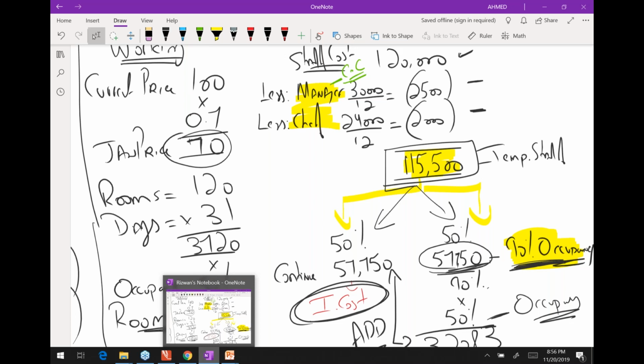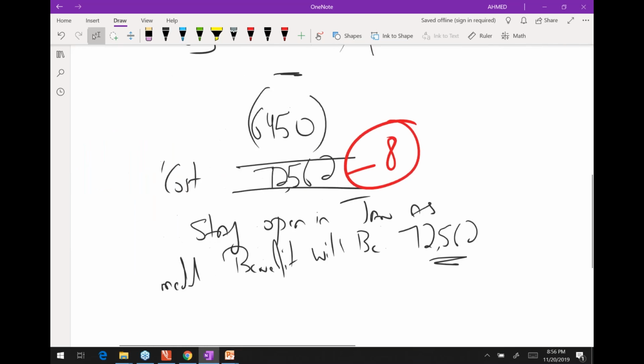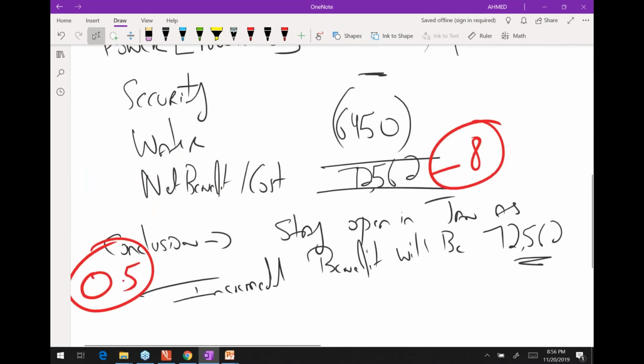Sorry, I just wrote the wrong figure. Yeah, the net benefit is 3937. Yeah, you're right. 3937. This is the net figure, net benefit. So this is the benefit. So the decision remains unchanged. And let me change here as well. It's 3937.